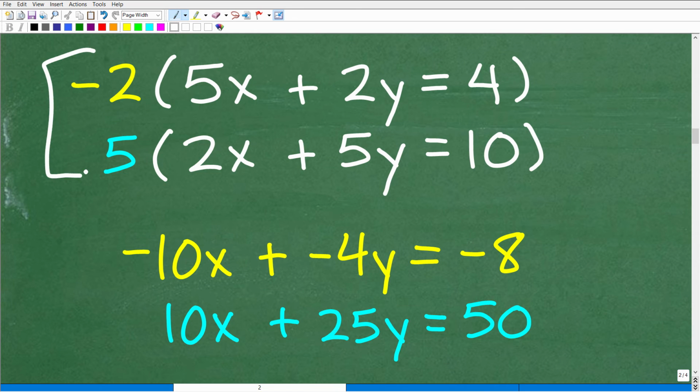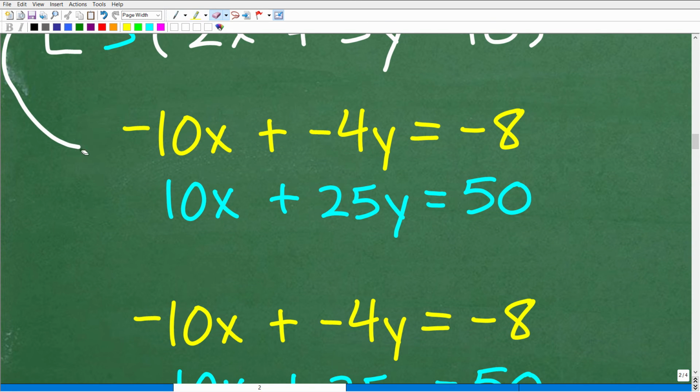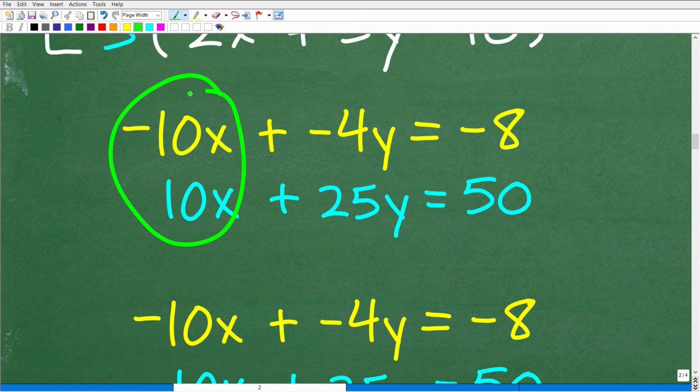So just make sure you understand mathematically, this is the same or equal to this system mathematically. So different numbers, but basically the same system, just written in a different way. But the advantage here is like, oh, look at this. This is so awesome. Now when I combine these, the x's will go away.